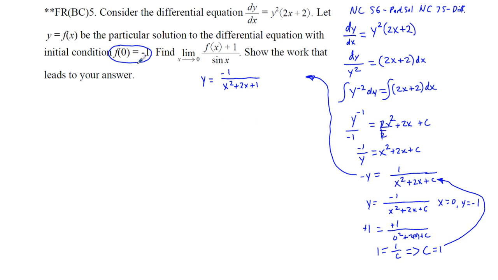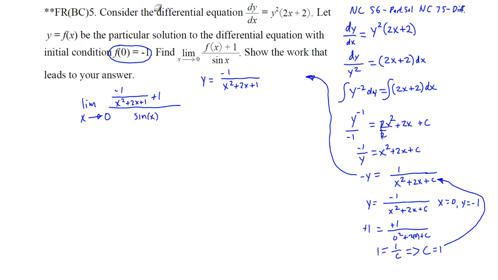So what we're going to have is, it says find the limit as x approaches 0. And so we're going to have the limit as x approaches 0 of f of x, which is negative 1 over x squared plus 2x plus 1, and then that's going to be f of x plus 1 over sine x.